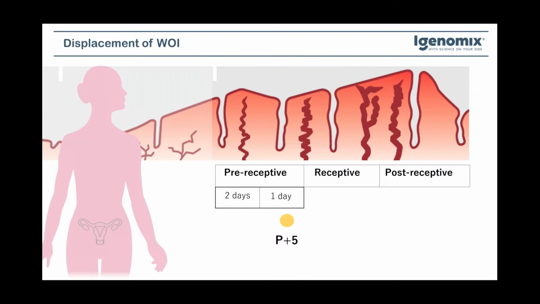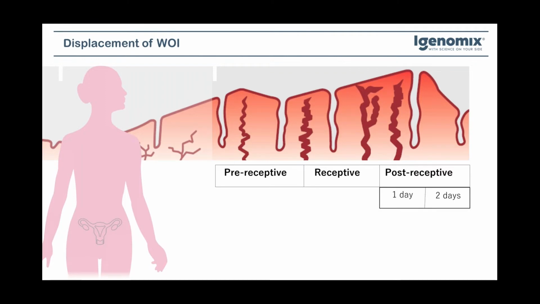And if at P+5 the result shows pre-receptive 1 day, then you can have an extra day of progesterone to make it P+6. And on the other side, if you have a post-receptive result, then we will suggest a biopsy 1 day earlier again, because post-receptive is less predictable.